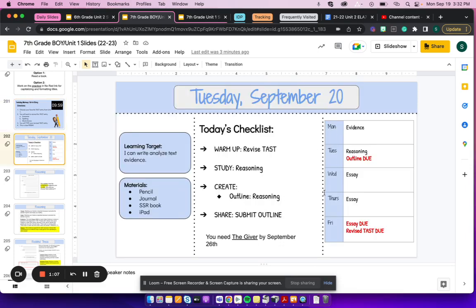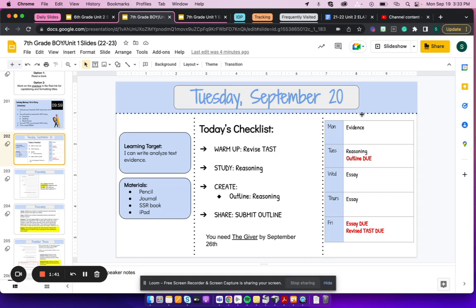So here on the right side is our plan for the rest of the week. Yesterday you should have added evidence to your outline. Today you are going to be adding reasoning to your outline, and you are going to be turning your outline in for a performance grade. We are going to start typing essays tomorrow and Thursday. And then that completed, typed, revised, perfect essay is going to be due on Friday for a summative grade. And your revised Tell a Story Tuesday from today's warm-up is also due on Friday for a performance grade.